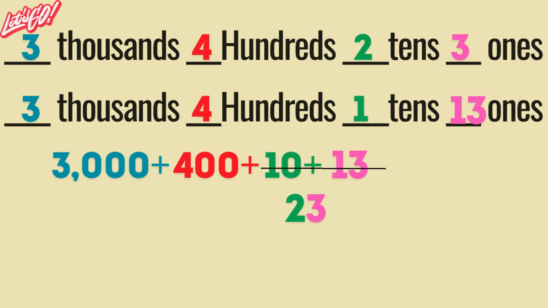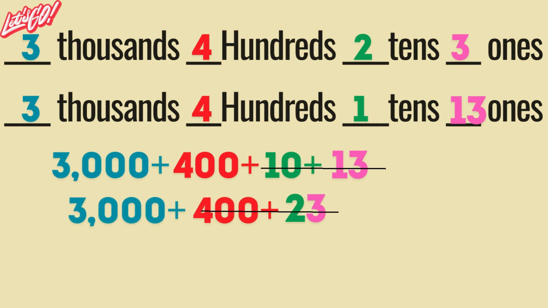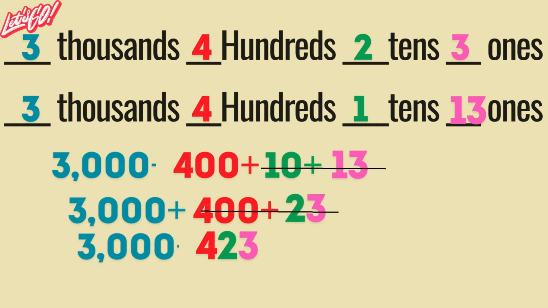Now I am very redundant, so I'm going to rewrite the 3,000 plus the 400. Until I've grasped it enough that I don't need to rewrite it, I'm going to rewrite it each time. It'll be good if you do the same thing. So 3,000 plus 400 plus 23. Now I'm going to crush the 23 and the 400 together. 400 plus 23 crushed together is going to be 423.